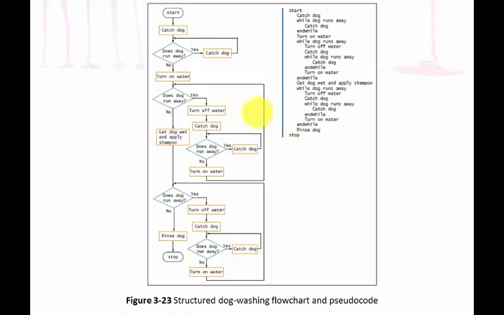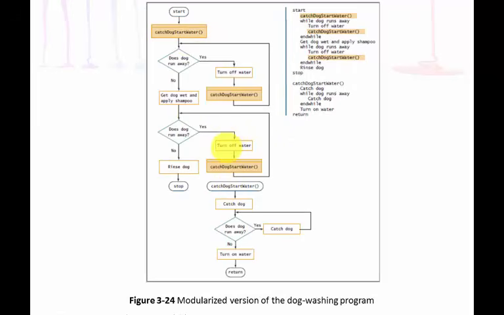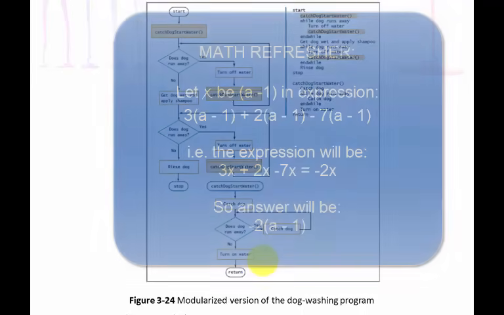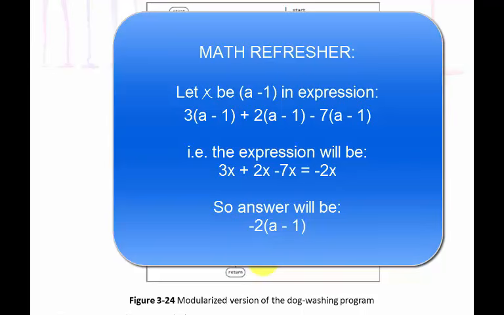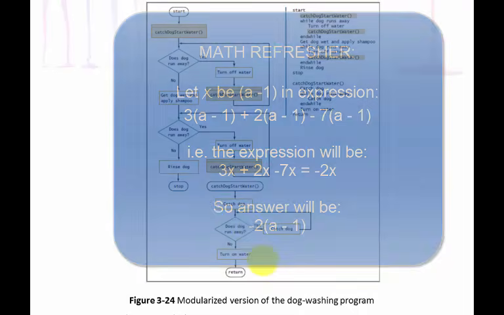Now, from this, you can already see that we have structures repeating themselves, such as turn off water, catch dog. Does dog run away? Turn on water. So what we can actually do is have a module for catch dog, start water: we catch the dog, does dog run away, catch the dog again, turn on water. I don't know if you remember from maths, you had a big bracket or a big sum, and all you had to do was just make it as X to make it simple to understand. Well, modularization is pretty much like that.